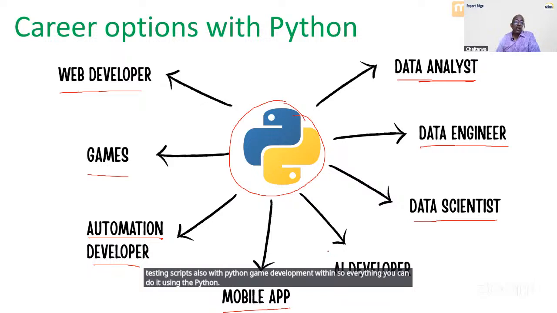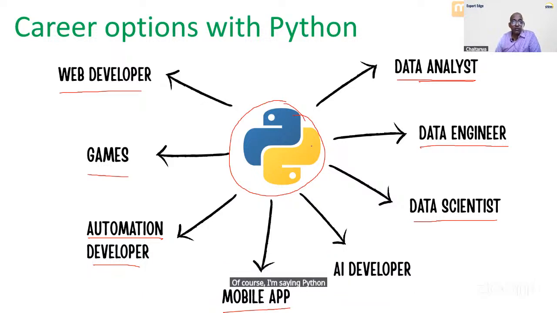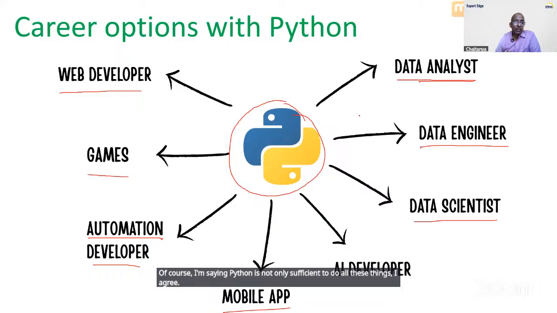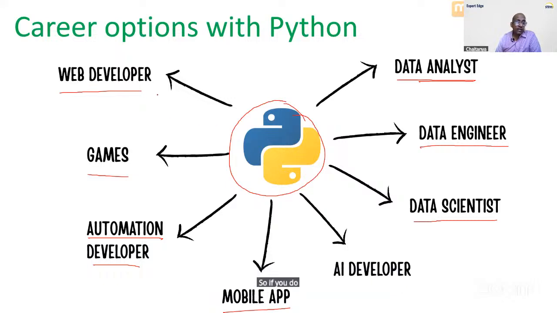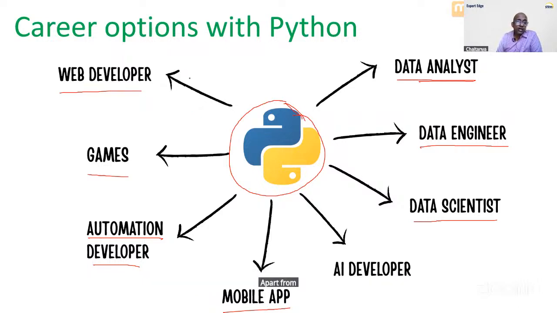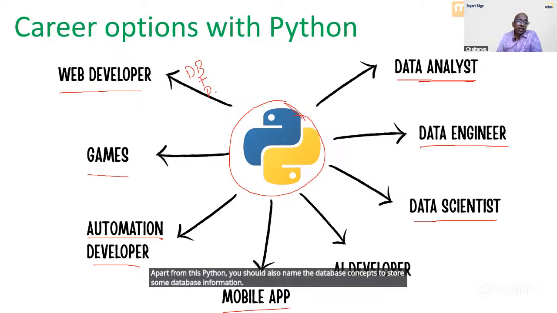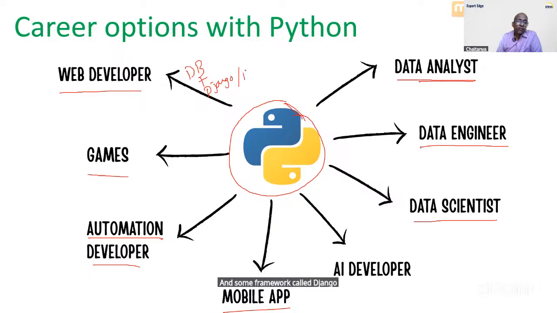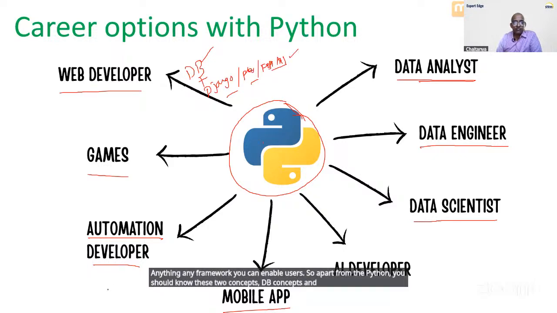Of course, I am not saying Python alone is sufficient to do all these things. I agree. If you do website development, you should know Python for sure, which is the heart of website development. Apart from Python, you also need database concepts to store information and a framework like Django or Flask or FastAPI. Any framework you can use. So apart from Python, you should know these two concepts, DB concepts and framework concepts.